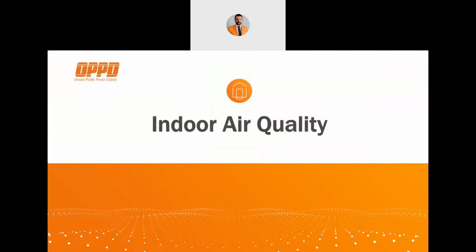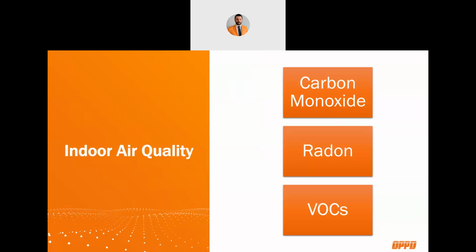Indoor air quality is often overlooked, but there are a number of things that can contribute to reduced indoor air quality. The three main areas we're going to look at in this section are carbon monoxide, radon gas, and VOCs, or volatile organic compounds.